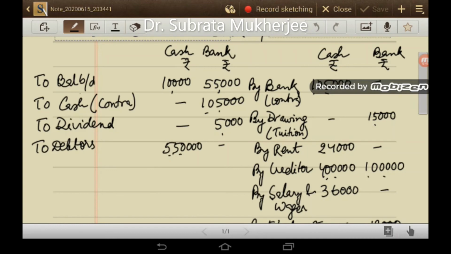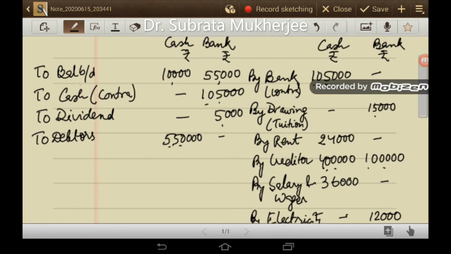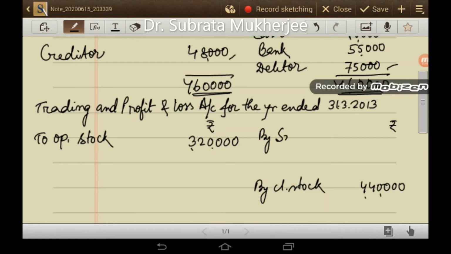Next, I will close the cash and bank account. In cash account, there is a total of 6,67,000, and you will get a balancing figure, a balance in cash account. Since there is a balance on the debit side, this will be the cash sales, and this amount is 1,07,000. I will post this balance in the trading account as cash sales. The both side total of bank account is 1,65,000. So in trading account, I am writing by sales, cash sales 1,07,000.